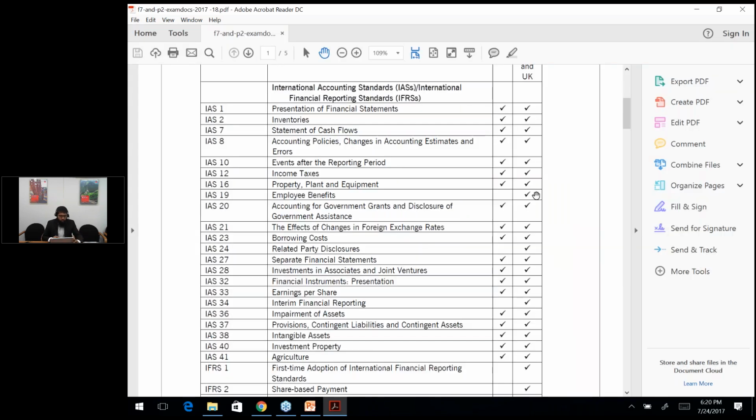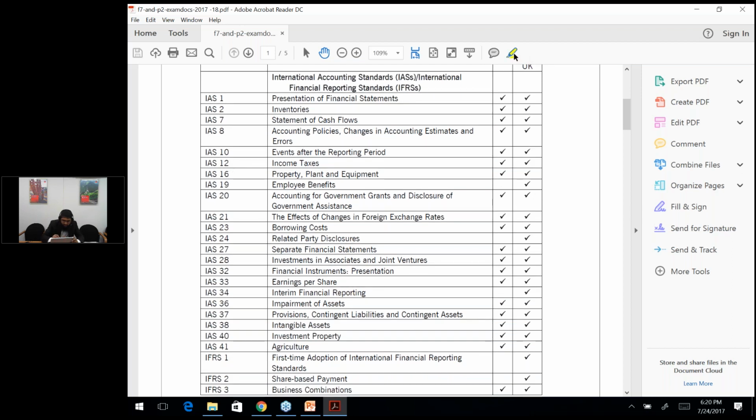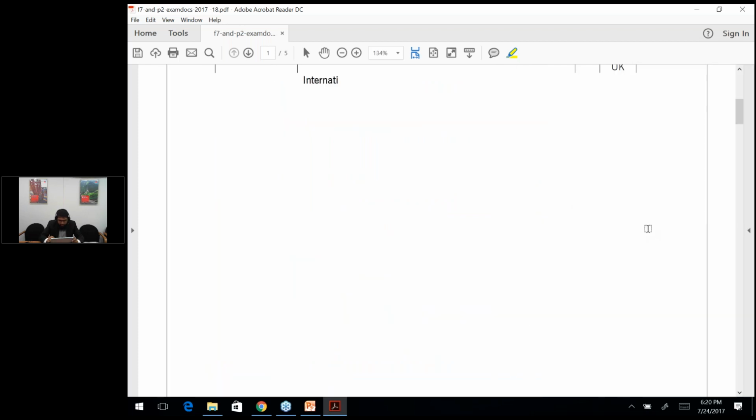Okay, in the June examination, if you could actually see this area, you could see that there is IAS 16, and after IAS 16 we have got IAS 19. There is no mention of IAS 18. Now what does this indicate? This actually indicates that IAS 18 is no more examinable.